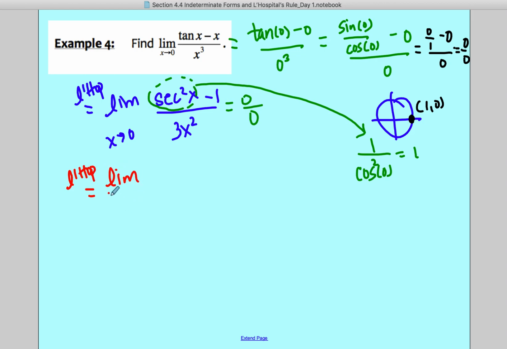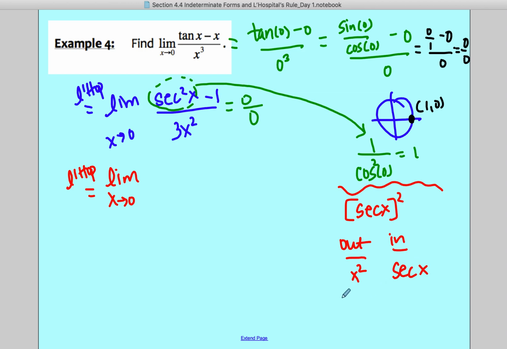And I take the derivative of the top, and I take the derivative of the bottom. Okay, in order to take the derivative of my top, though, secant squared is really secant of x, squared. So how do I find the derivative of that? It's our pal the chain rule. The outside is x squared, and the inside is secant of x. This is 2x, and the derivative of secant you can find on your sheet, but it's secant tangent. Then you go ahead, take this, plug it in here, and multiply across.